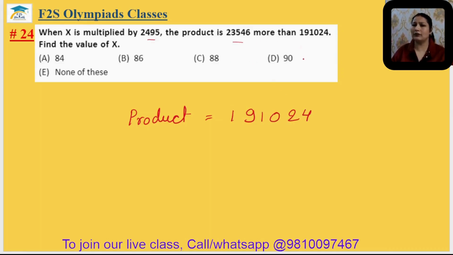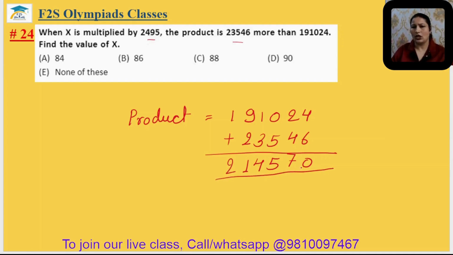191024 more than means addition. 6453. Add both of them. 0 carry 1. 7 5 4 11 2. Product should be this. X multiply by 2495 equal to 214570. Use the division fact.